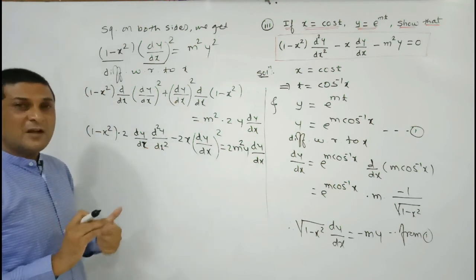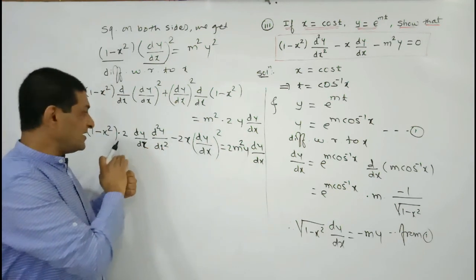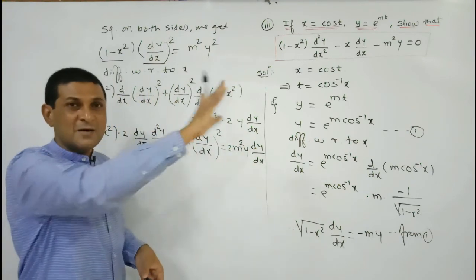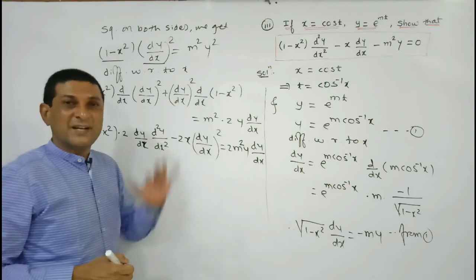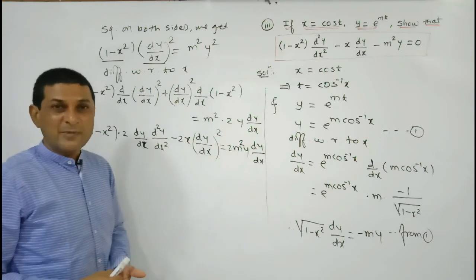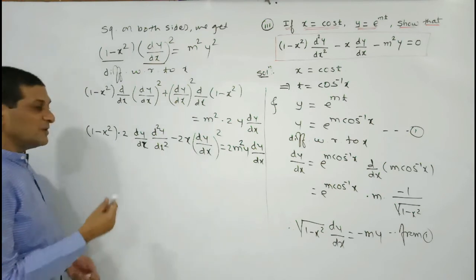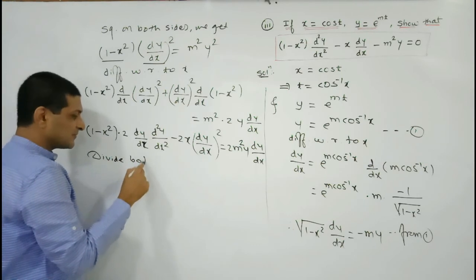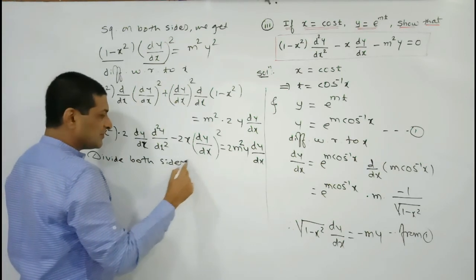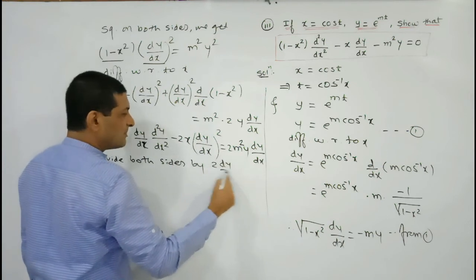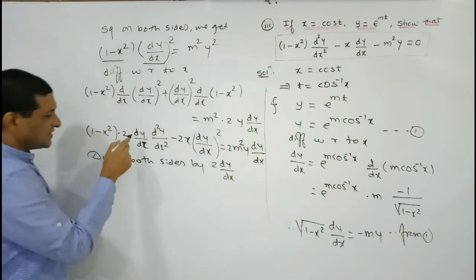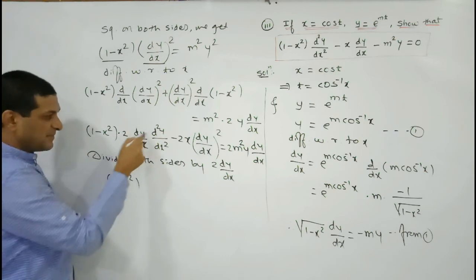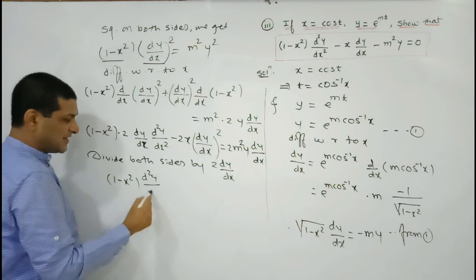Means simply now we can observe that in every term 2 dy by dx is there, and in our required result we have to eliminate 2 dy by dx. That's why I'm dividing both sides by 2 dy by dx. Okay, so here if I'm dividing by 2 dy by dx, the remaining term is 1 minus x square. 2 dy by dx will get cancelled, d2y upon dx square, isn't it?